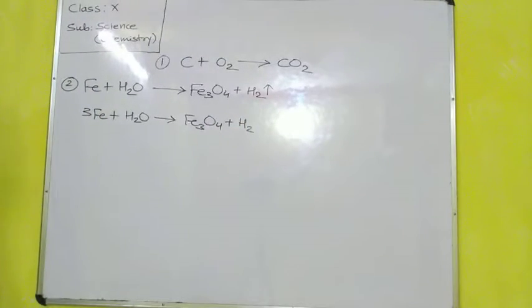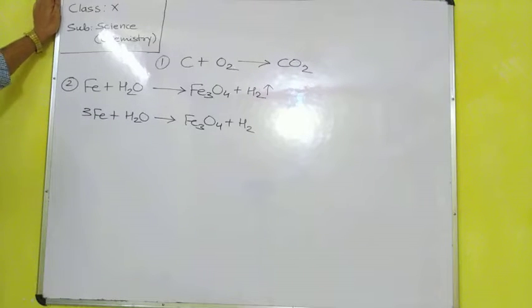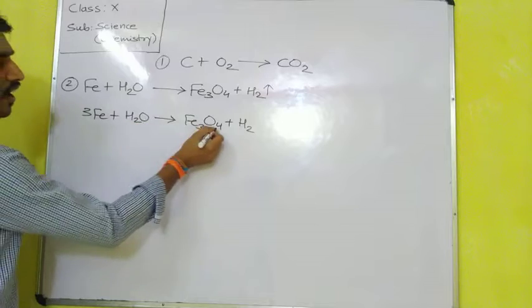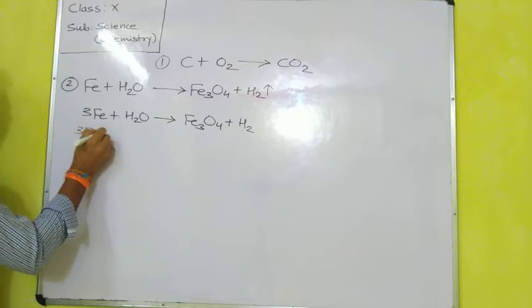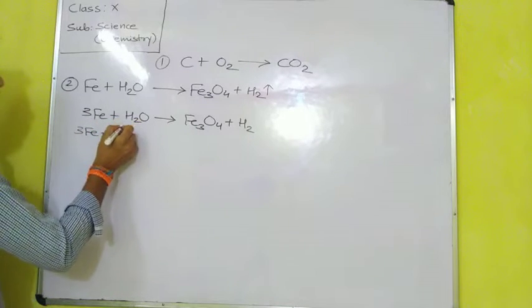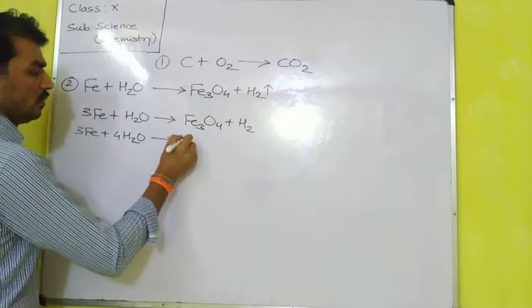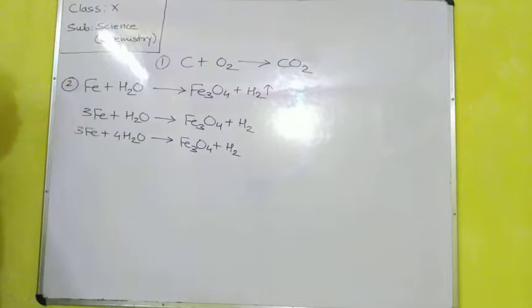Now in the second step, we have to balance non-metals except oxygen and hydrogen. Here, except hydrogen and oxygen, no other non-metal is present. So we have to start the balancing of oxygen. Here one atom of oxygen is present in the reactant side and 4 atoms of oxygen in the product side. So 3Fe plus, we have to multiply the water molecule by 4. So 4H2O is equal to Fe3O4 plus H2.